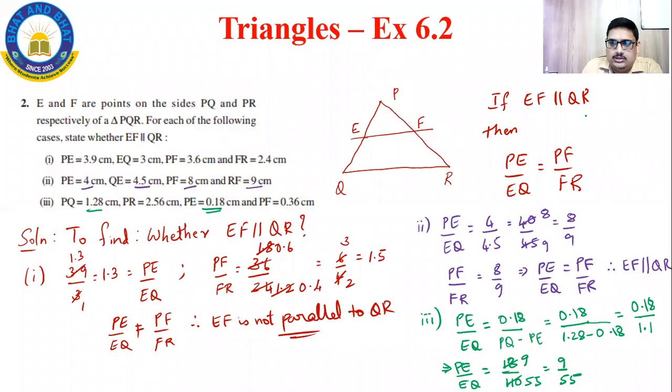So similarly, I'll find out what is PF by FR. Sir, the denominator must be 1100, no, sir?